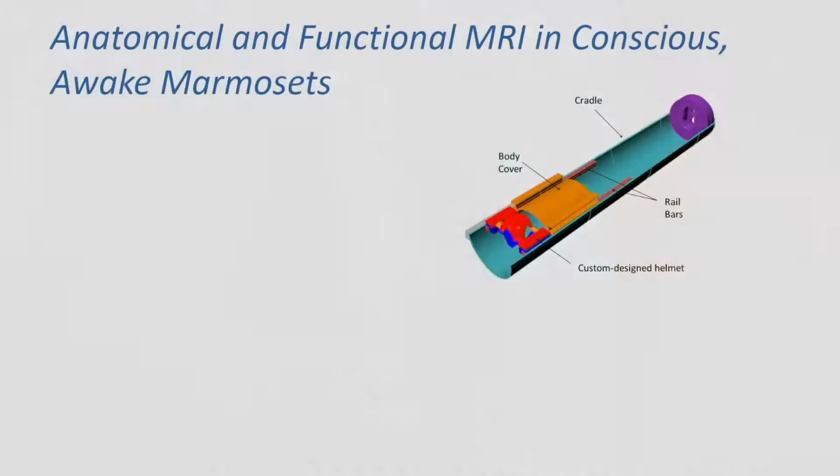For having the animals in the magnet in the conscious awake condition, we have developed an MR-compatible cradle that consists of a body cover where we dress the animals in a sleeveless jacket and zip tie them to this body cover so that they don't move backwards or forward.